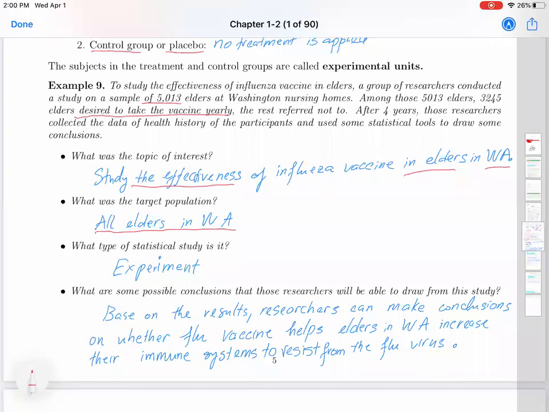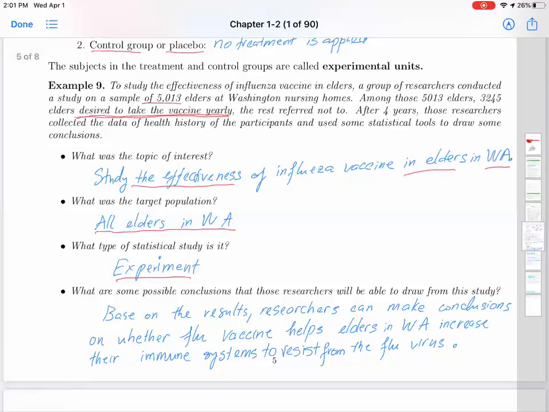And what type of statistical study is it? It should be an experiment. The reason is a group of people desire to take the vaccine yearly. So this is the treatment group, and the rest prefer not to. That means this is the placebo or the control group, who do not take any special treatments, who do not take the vaccine every year.